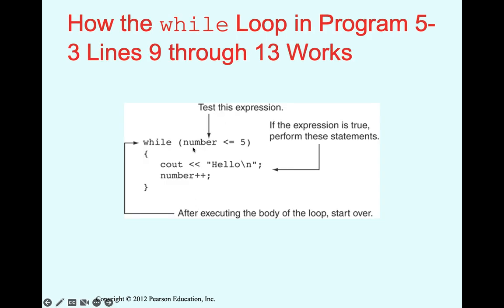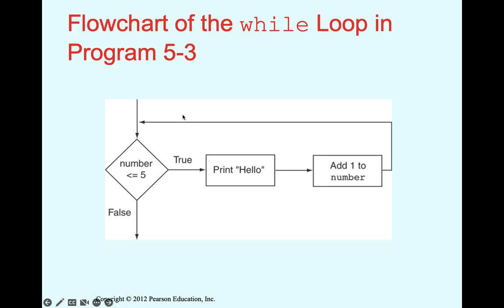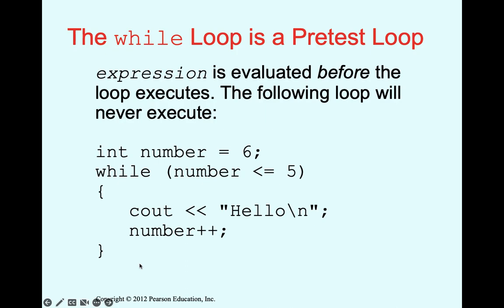So this is the test condition expression, and these are the statements, the body of the while loop, and after we finish the body we have to check the condition again. So this is the flow chart. If number is less than or equal to 5, if this is true, then you need to print hello and add 1 to number, and then go back, check the condition again, and continue in the loop until it's false, so you skip these statements and continue.